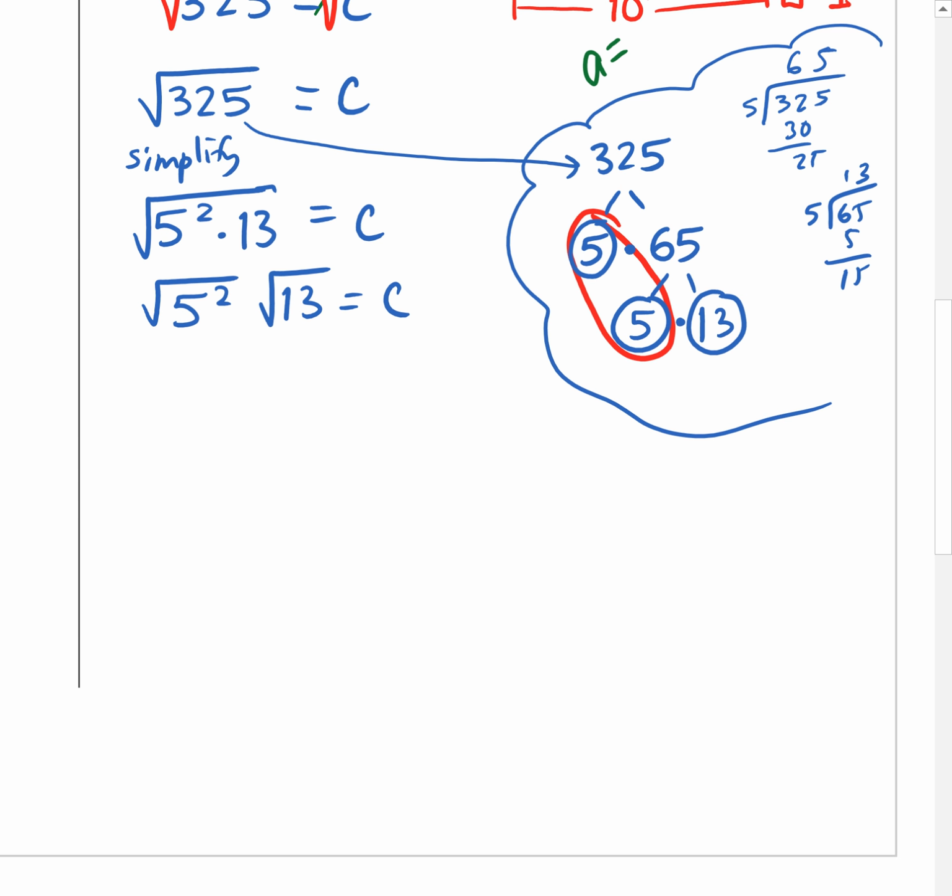Square root of 5 squared, the square root and the square are going to cancel to leave the 5. But the square root of 13, there's not really much you can do with that, so that's about it. Okay, that's as simple as it gets.